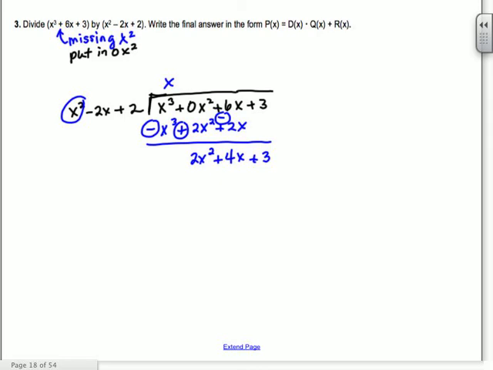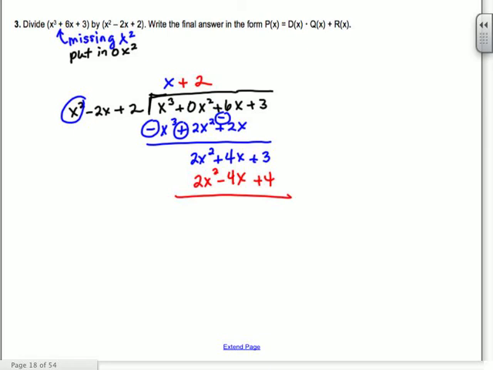Okay, repeat the process. So what do I need on the top now? 2. Do you guys see that? Because x squared times 2 is what gives me the 2x squared that's over there. Okay, so I need times 2, or plus 2 on the top. So now I do 2 times everything in the divisor. So 2 times x squared is 2x squared. 2 times negative 2x is negative 4x. 2 times 2 is 4.